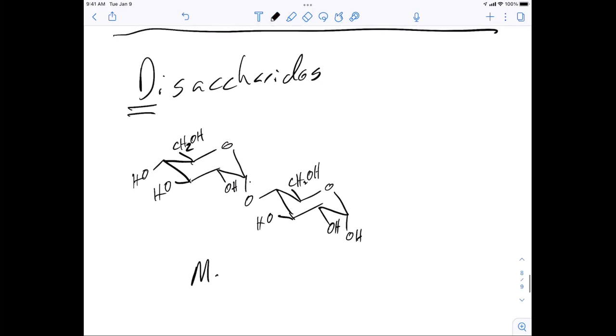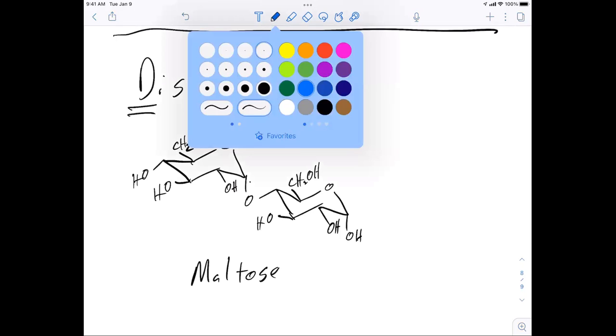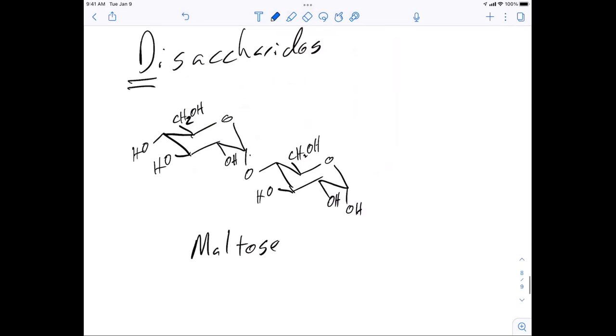Okay, this is maltose. So malt sugar, right? If you take barley and other grains and you start to germinate those and then stop the process before they fully germinate, you'll create malt, right? Malt has malt sugar in it, maltose. Okay, now let's look at this disaccharide and kind of break it down.